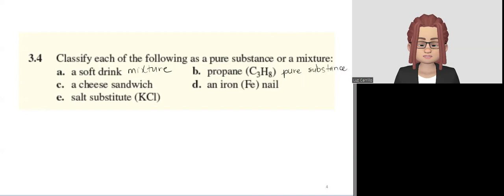So at this time, practice letter C, letter D, and letter E.